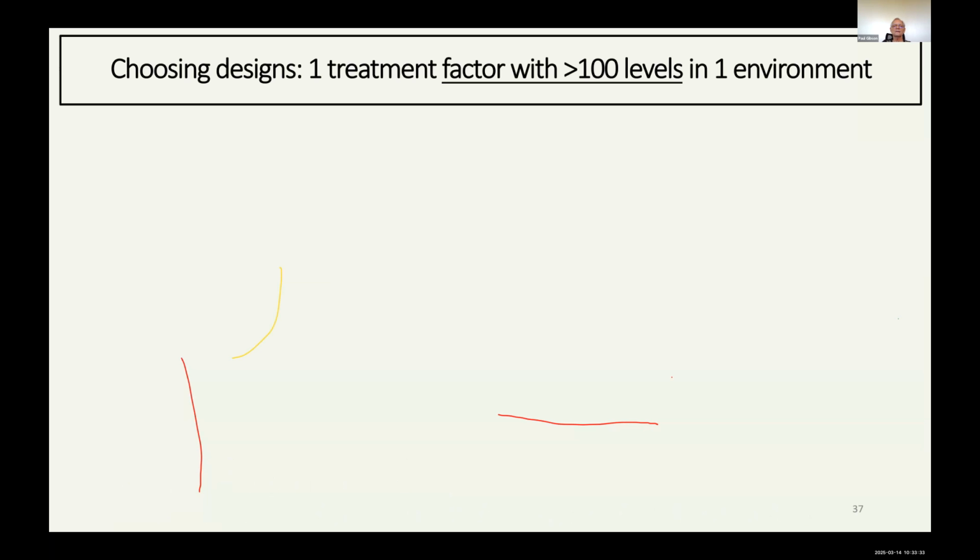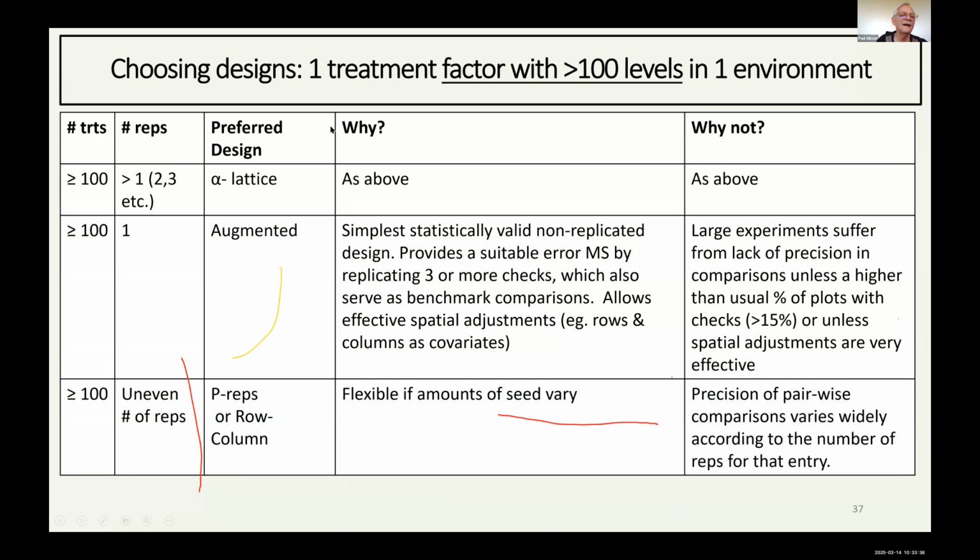Now, in choosing designs with more than 100 levels, alpha lattice is a good one, augmented if it's not replicated, but using plenty of checks. And P-reps or row column designs if it's not possible to have even numbers of plots of each entry. But the disadvantage is pairwise comparison accuracy varies widely according to the number of reps for that entry.